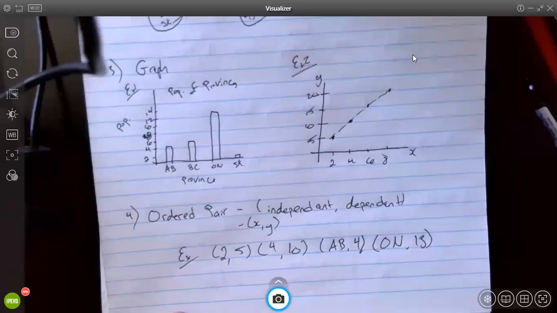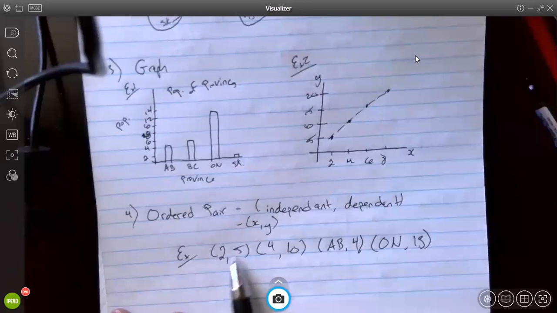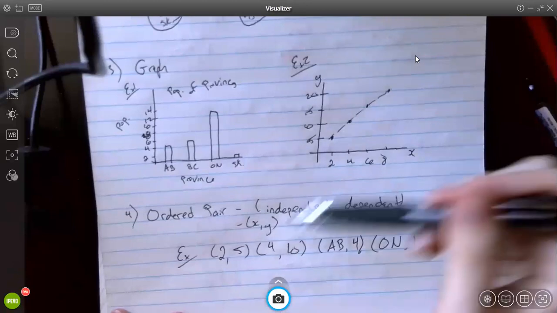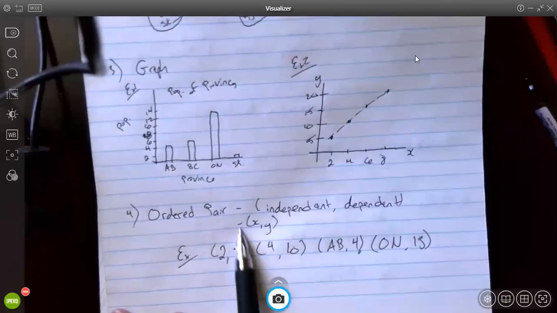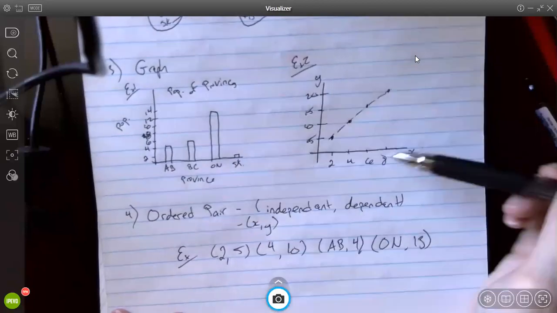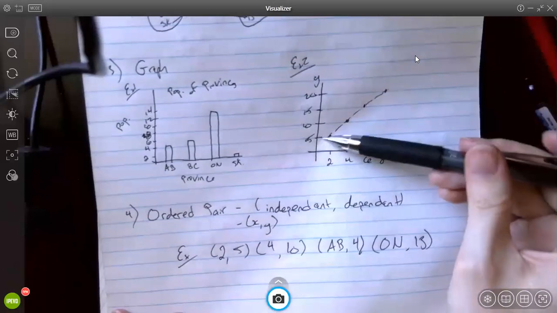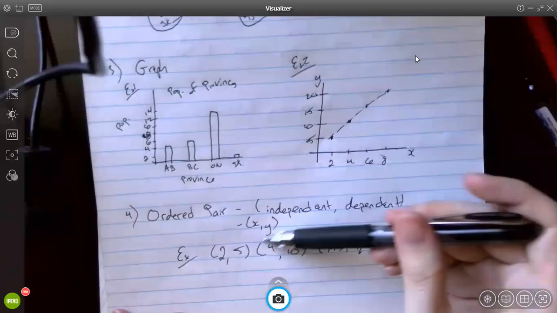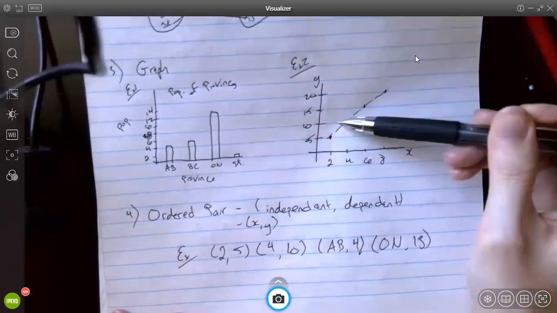The last way of representing different relations is using an ordered pair. So an ordered pair is just a bracket that contains the 2 related terms. So again, it could be 2 numbers. So I've taken this first ordered pair, 2, 5, right off of this graph. Whenever you're writing an ordered pair, it does have to be in the order of X and then Y. So if you're reading it off of a graph, you read the X-axis first, and then the Y-axis. And I did that for this second point as well. Reading this point here, I go down to the X-axis first and read the 4, and then over to the Y-axis and read the 10.